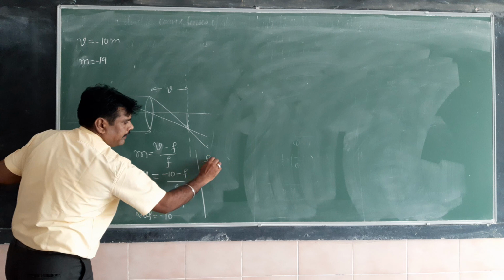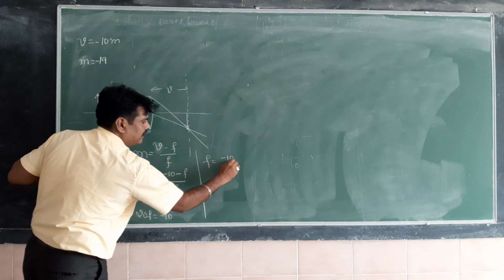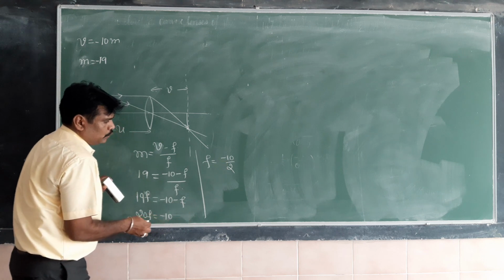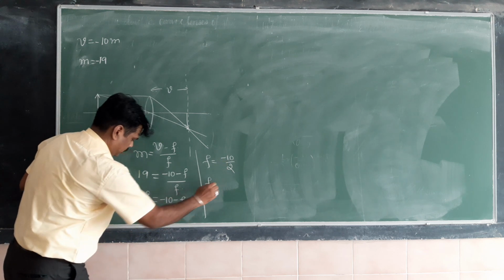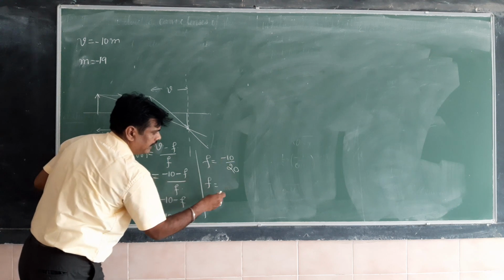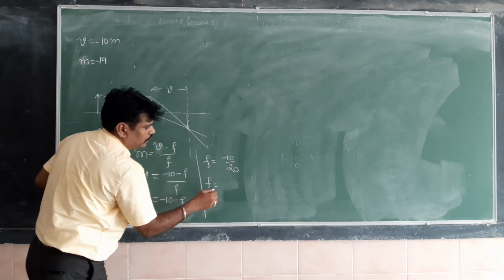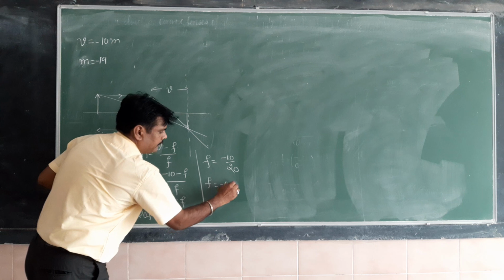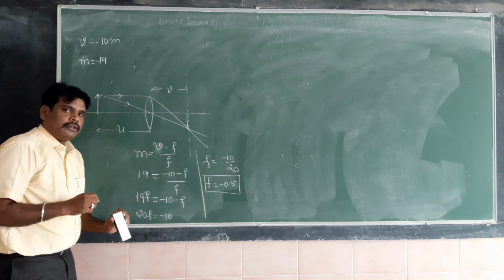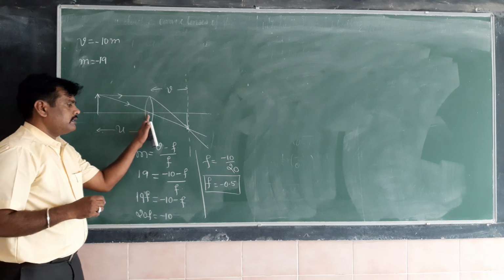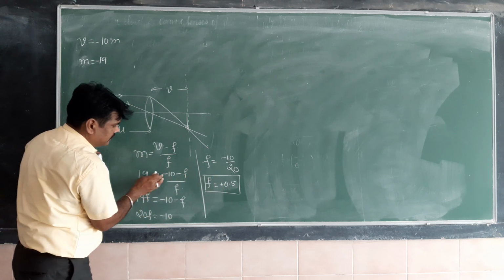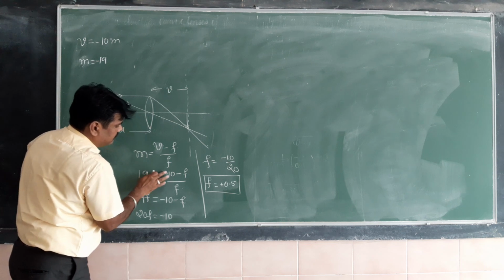Then what is the value of f? f is equal to minus 10 divided by 20, which is 1 by 2, that is minus 0.5. Actually, the focal length we are getting is negative. See, for a convex lens we have to get a positive focal length. That's why we have to reconsider this image distance.